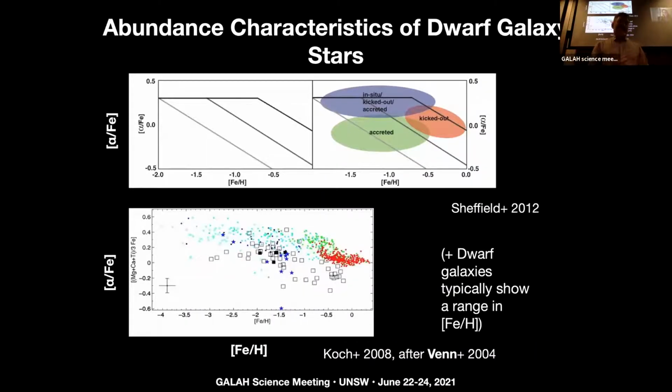So what do we expect dwarf galaxy stars to look like? The main gist of it is that stars that formed in dwarf galaxies typically have relatively low Fe/H, and they tend to have relatively low alpha/Fe relative to the thick disk of the Milky Way. You see this with empirical data down here with a Venn diagram. Also, to differentiate them from, say, globular clusters, dwarf galaxies typically show a range in Fe/H.